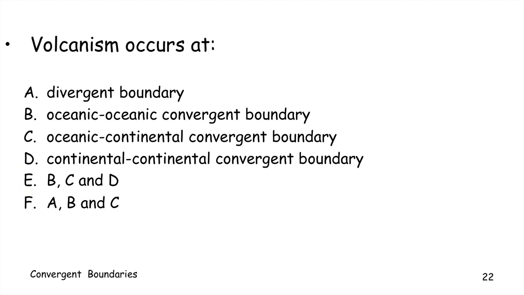Okay, so next question. Volcanism occurs at divergent boundaries. Yes, seafloor spreading is a volcanic process. Oceanic convergent boundaries, certainly. Again, think of islands such as the Aleutian Islands, Japan, the Philippines, the Marianas. You're going to have volcanoes because of that oceanic convergence process. Oceanic continental convergent boundary, think of the Andes Mountains, the Cascade Range. These have volcanoes, so yes, there is volcanism there. Continental convergent boundary, no, the Himalayas, no volcanoes. So the answer is A, B, and C, so the answer is F.